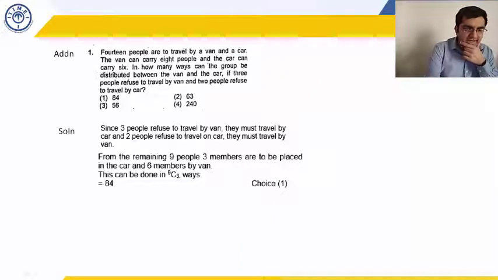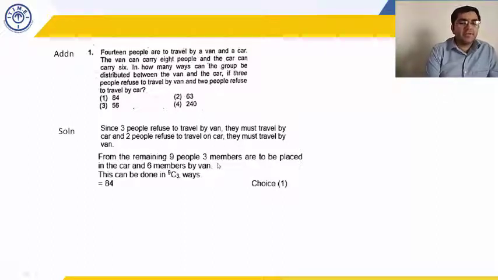So now from the remaining people, 3 plus 2 is 5, 14 minus 5, 9 more people are left. Out of these 9 people, 3 are supposed to sit in the car because the car can place 6 people, of which 3 are fixed. So 3 more need to be placed in the car. I think a diagram in this figure would have been good. So out of these 9 people, 3 have to go in the car and 6 have to go in the van. Okay, and this can be done in how many ways?